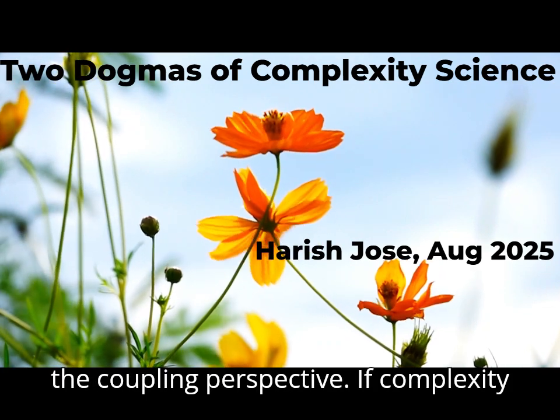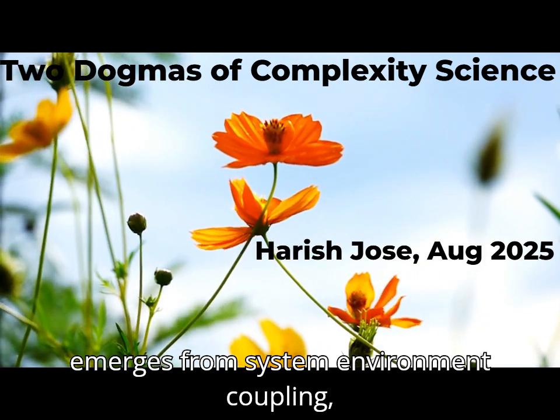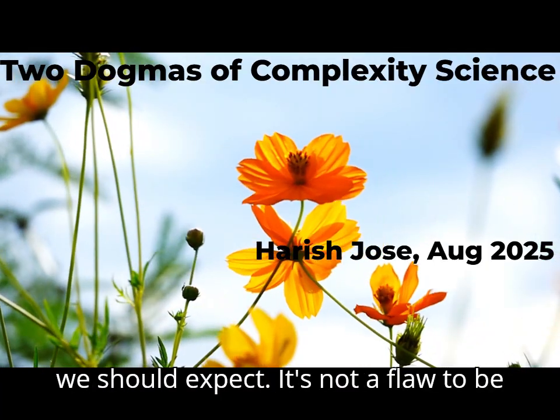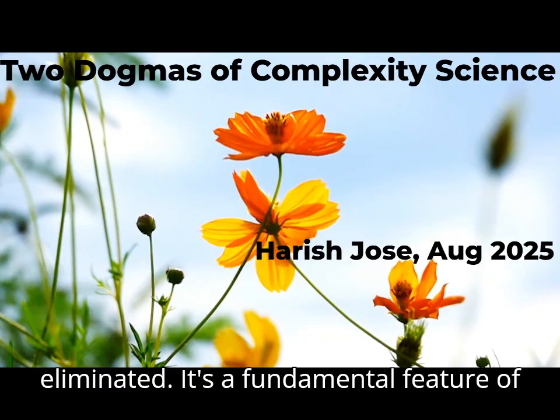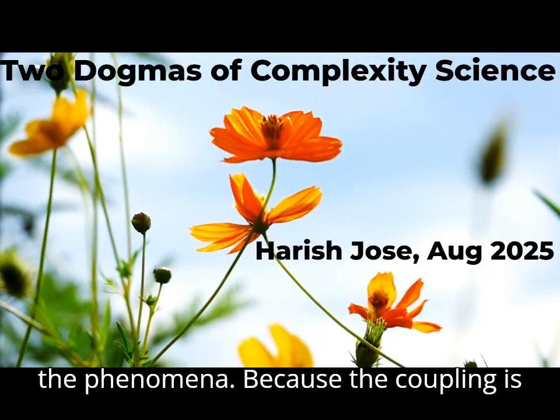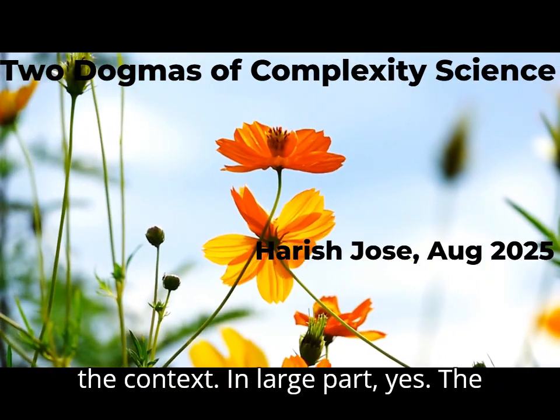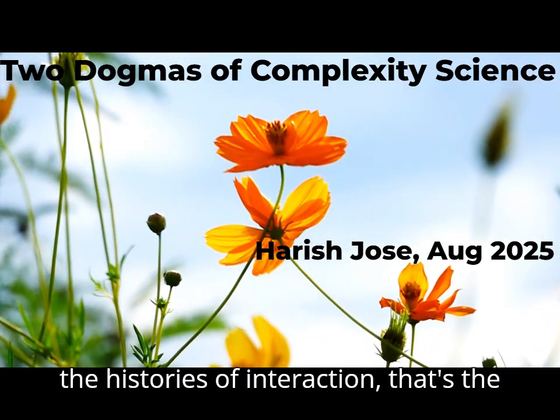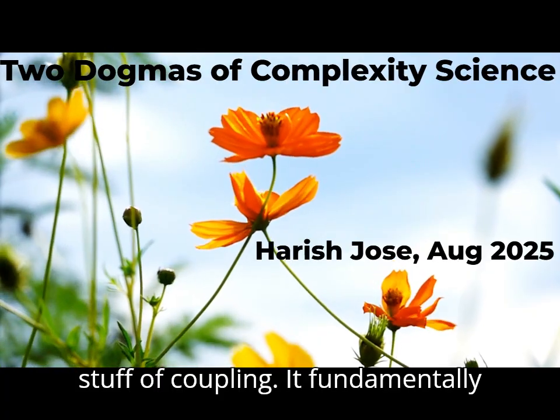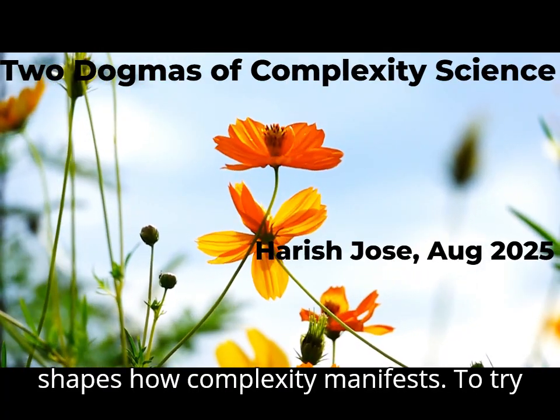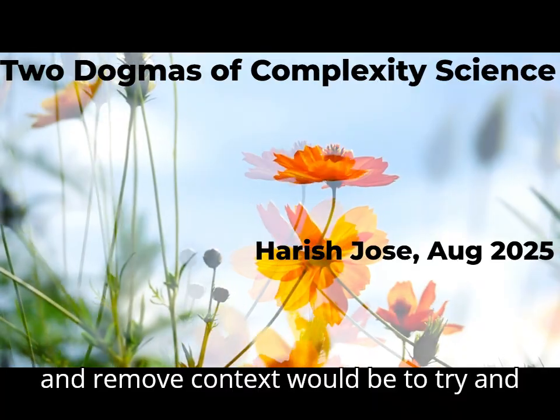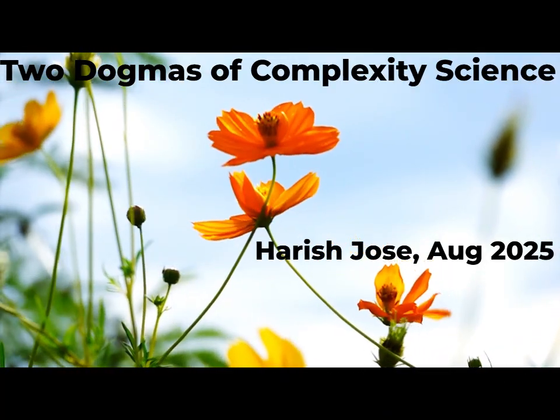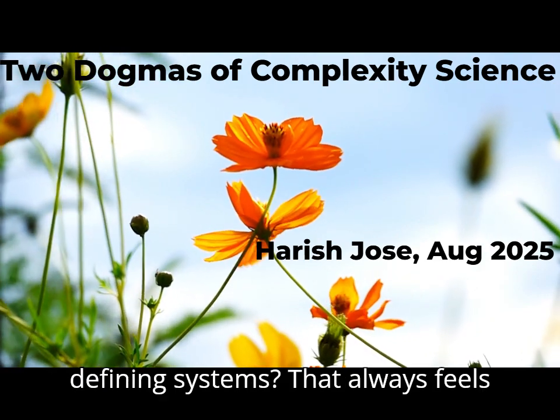But the coupling perspective. If complexity emerges from system-environment coupling, then context dependence is exactly what we should expect. It's not a flaw to be eliminated. It's a fundamental feature of the phenomena. Because the coupling is the context. In large part, yes. The specific conditions, the relationships, the histories of interaction, that's the stuff of coupling. It fundamentally shapes how complexity manifests. To try and remove context would be to try and remove the very conditions that allow complexity to emerge in the first place. It's baked in. Makes sense. What about defining systems?